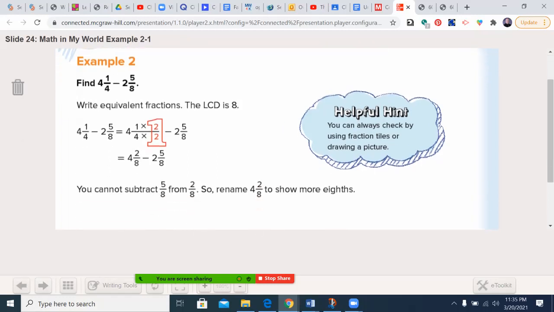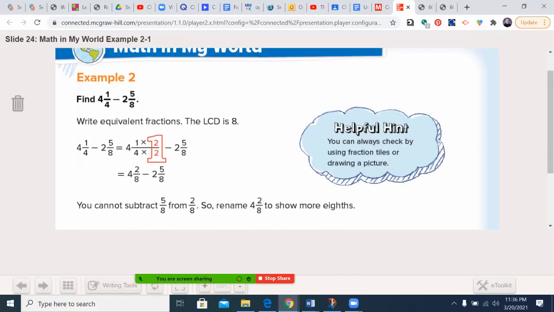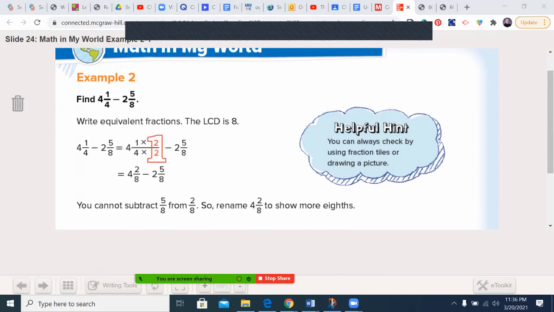For example, 4 1/4 minus 2 5/8. Helpful hint, you can always check by using fraction tiles or drawing a picture like they did on the previous. Make sure I have it right here. 4 1/4 and 2 5/8. Well, I need a common denominator, and 4 goes into 8, so this will be 4 2/8 minus 2 5/8. So we're going to need to rename.